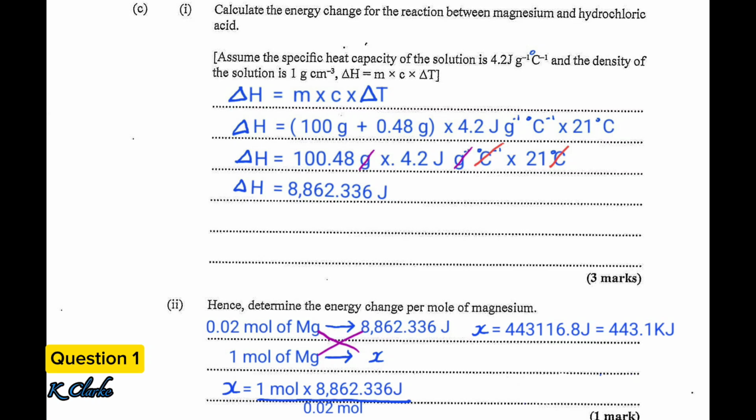443,116.8 joules. This is equal to 443.1 kilojoules. Since this is an exothermic reaction, the value must be negative. Therefore, X equals negative 443.1 kilojoules.